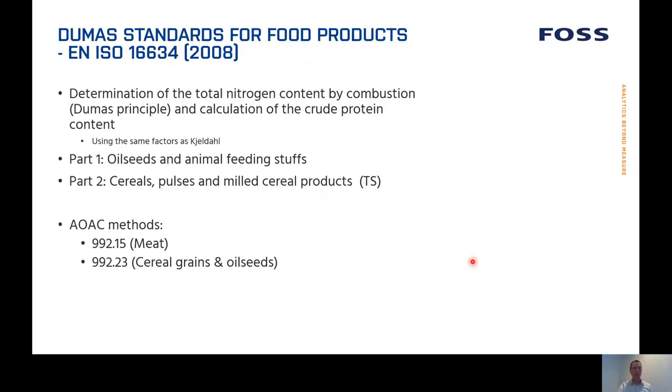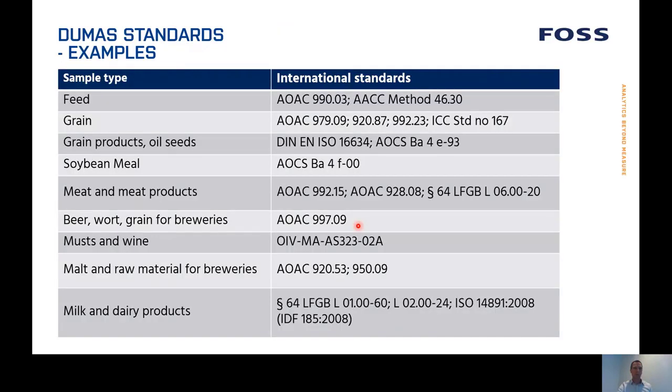I'm going to go through a couple of these. This is an example of an ISO standard for the Dumas measurement of oilseed, animal feedstuff and cereals, and the AOAC methods for meat and cereal grains. So it's an accepted method for measuring different kinds of samples. Here are more examples of the sample types listed, and you can have a look. There's a lot of variety, and the AOAC methods or ISO standards are listed here.